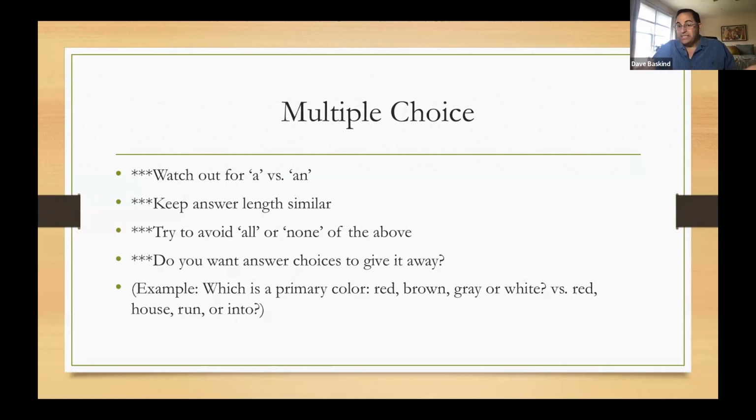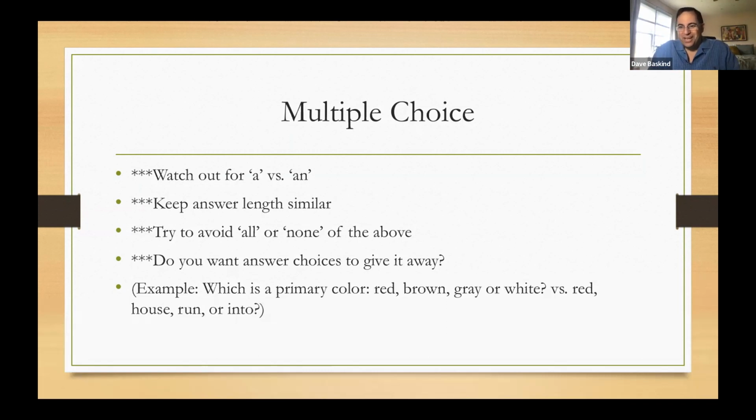All of the above, like I said, it's a little bit better, but I try not to do too many of those. Do you want the answer choices to give it away? So let's say we're asking students, which of the following is a primary color: red, brown, gray, or white? I don't think it's that difficult of an item, but most students would probably know that it's red. Nonetheless, they are going to have to maybe think for a moment, what are the primary colors? Then again, if you said, which of the following is a primary color: red, house, run, or into?